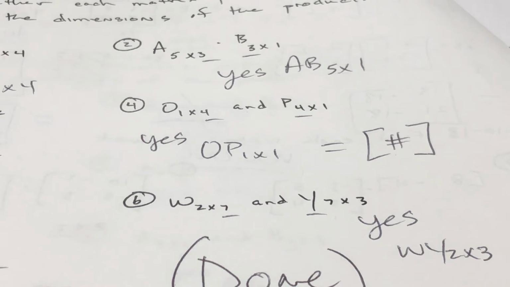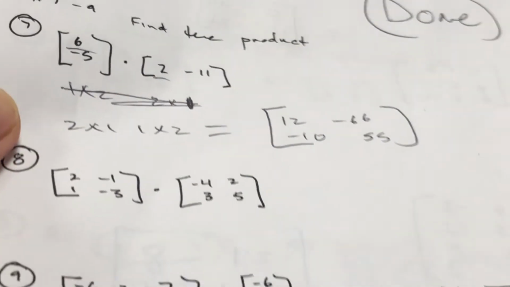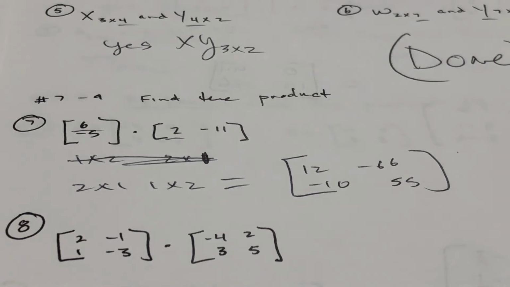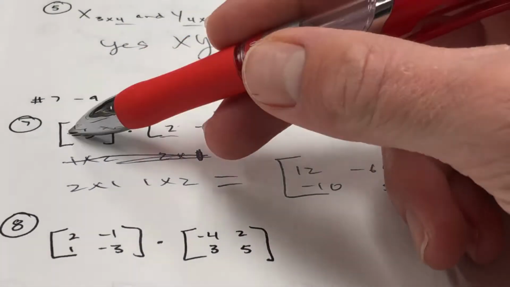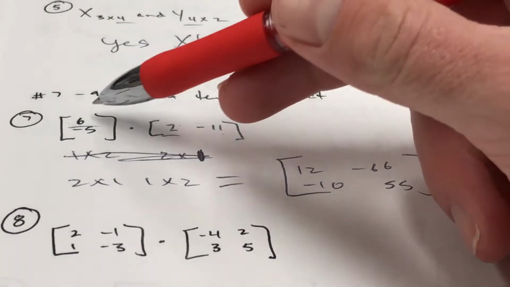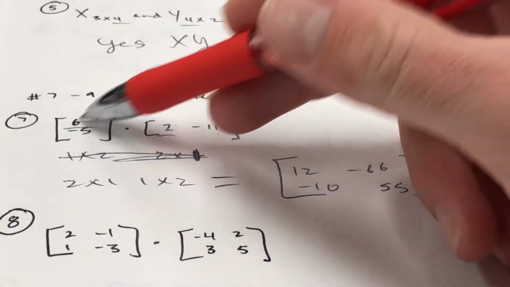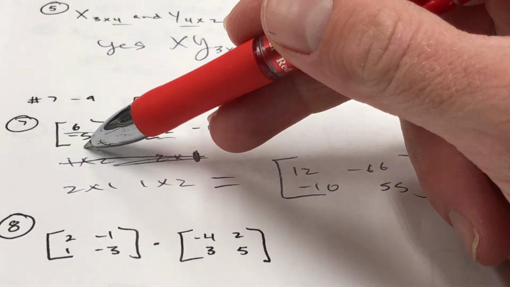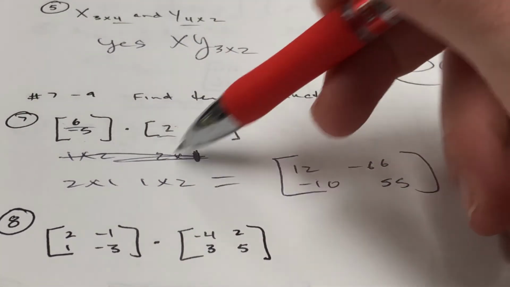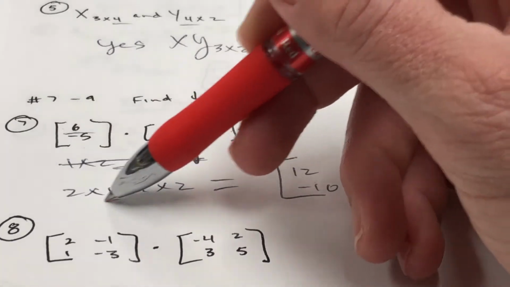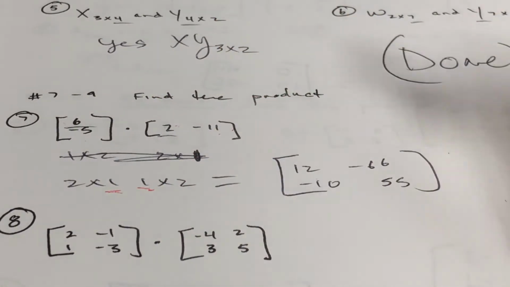Done is 4. Honors Algebra 2, who has already turned this game plan in. So find the products. So you only have one row and you only have one column. 6 times 2, you only have one row and one column there. So first row, first column. First row, second column. Second row, first column. Second row, second column. You're doing a 2 by 1 and a 1 by 2, so your answer is going to be that 2 by 2 matrix.